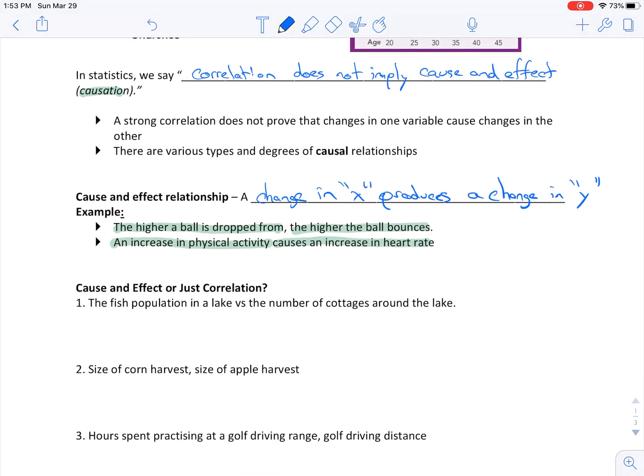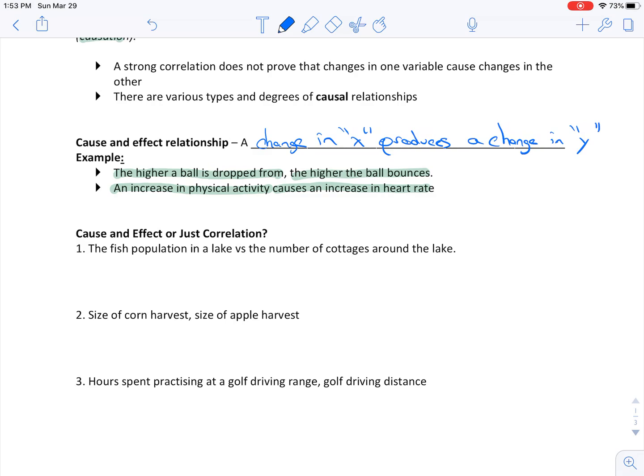If you look at these few examples, and if we were in class, I would just have you discuss them. The first one says a fish population in a lake versus the number of cottagers around the lake. It's likely that as I increase the cottages, it's going to decrease the number of fish. And so this is what we would call a cause and effect relationship.